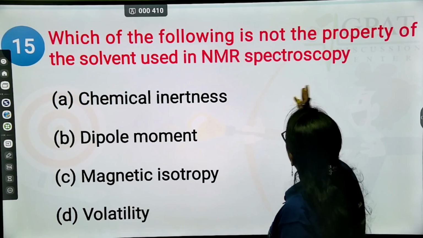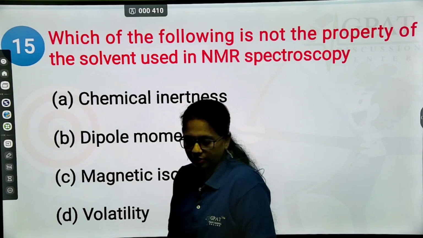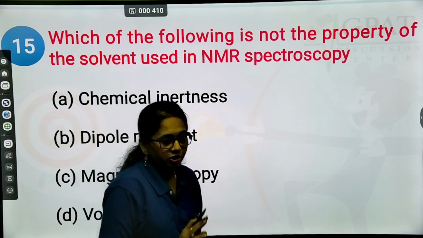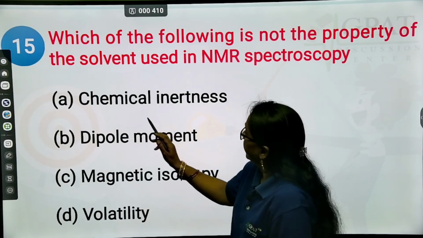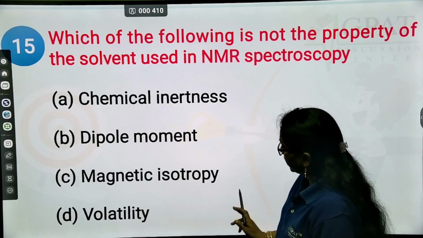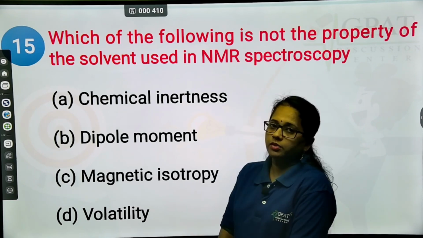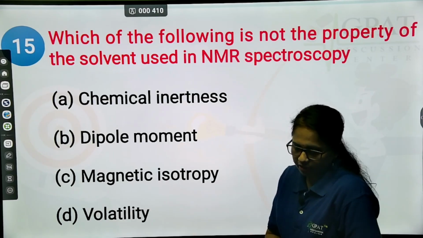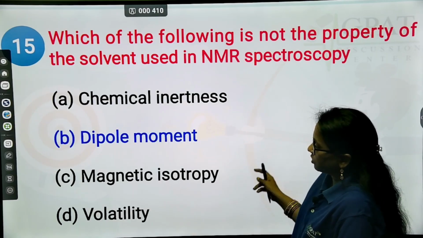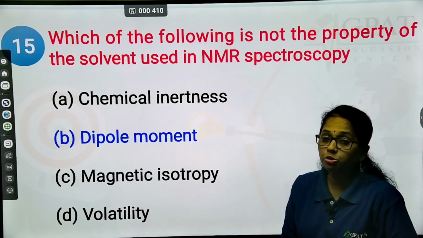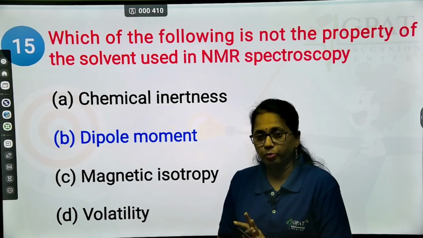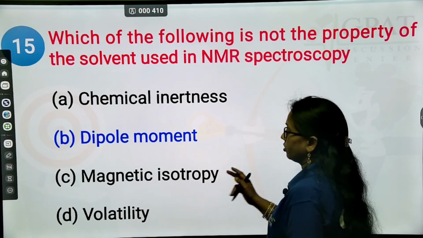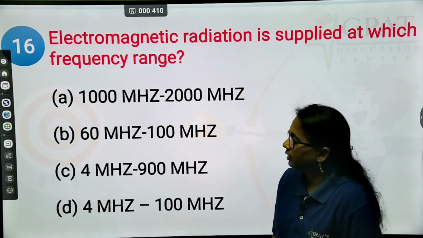Next question, which of the following is not a property of the solvent used in NMR spectroscopy? So not the solvent property; the solvent should not possess that. What is that property? Chemical inertness, dipole moment, magnetic isotropy, volatility. Whatever the solvent is, it should be volatile in nature, chemically inert, and it should not possess a dipole moment. It should not cause a change in the dipole moment. Only the nucleus has to change, but not the solvent. So that's why B is going to be the correct option.